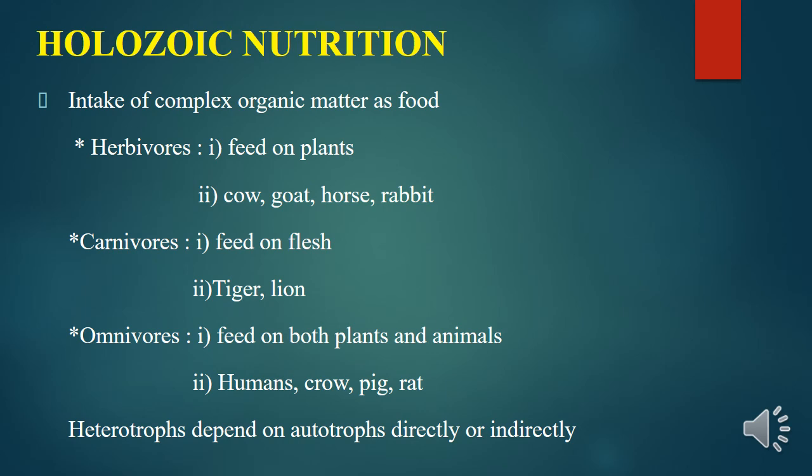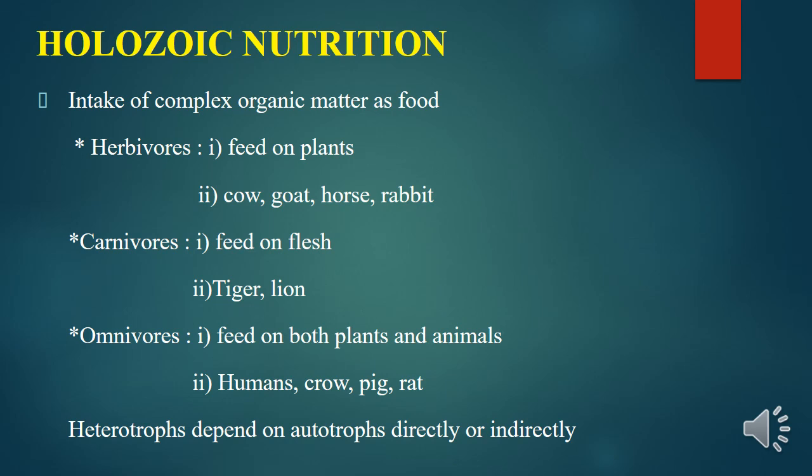Based on this holozoic type, they are again categorized into three types: herbivores, carnivores and omnivores. Herbivores are those animals that feed directly on plants. Example: cow, goat, horse, rabbit, etc. The next are the carnivores. They feed on the flesh of herbivorous animals. Example: tiger, lion, etc. The third category is the omnivores. They feed on both plants as well as animals. Example: crow, pig, rat, even human beings.